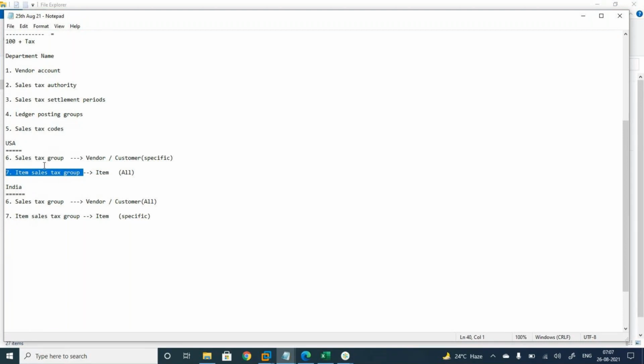In India, whatever tax codes are created, you will map to the vendor sales tax group for vendor or customer, and item-wise tax codes will be mapped to the item sales tax group. This is the Indian mapping. Whereas in the USA, it is mapped with the item, and specific tax codes will be mapped to the customer and vendor. This we learned yesterday.